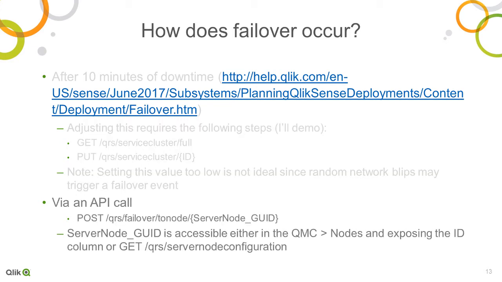The other way to do this, and this is what I'll primarily focus on in the demo, is via an API call. It's a pretty simple, empty POST call, and I'll demo the exact path and the exact workflow using Postman, but any API tool will work. It's going to be QRS, failover, to node, and then the GUID of the node that you want to go to. That server node GUID is accessible in the QMC, or if you're going down the API route, there's also an API path that you can use.